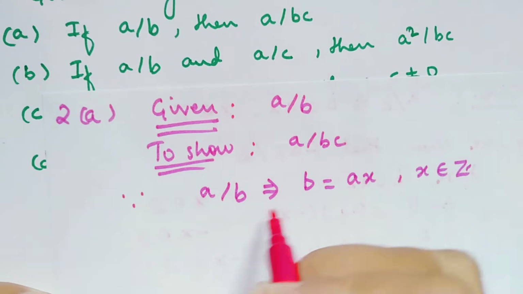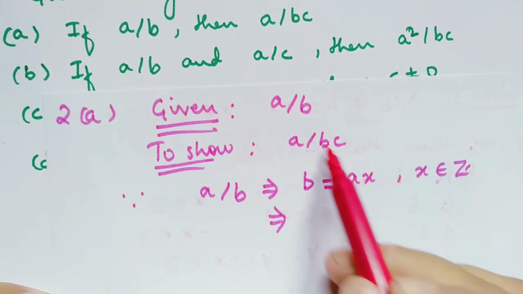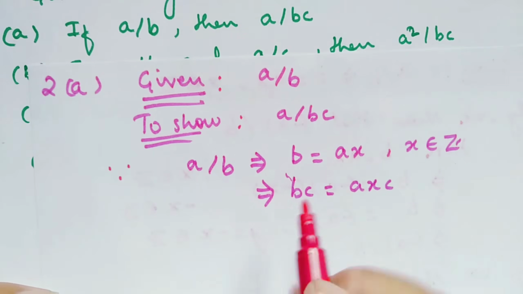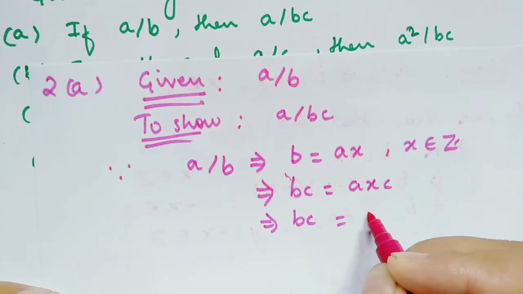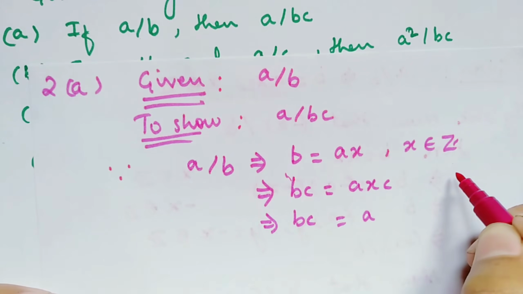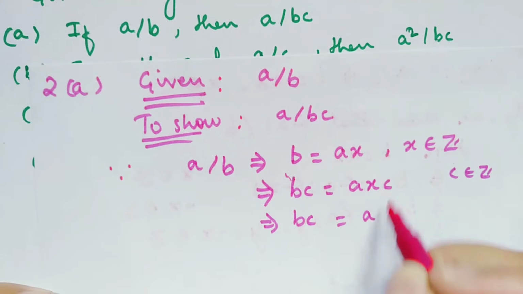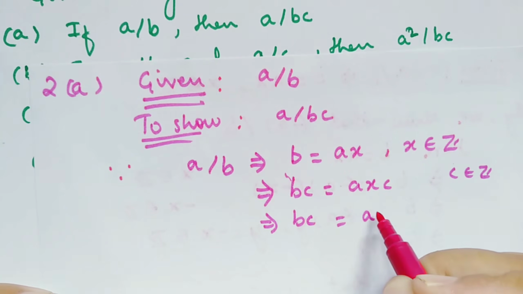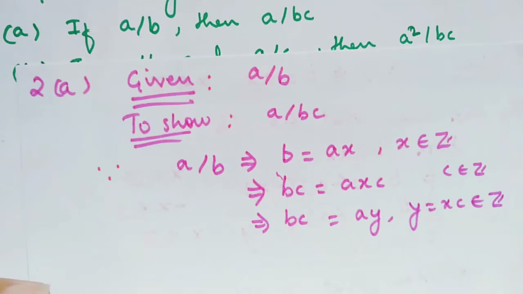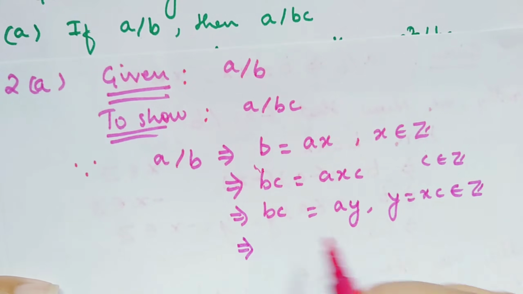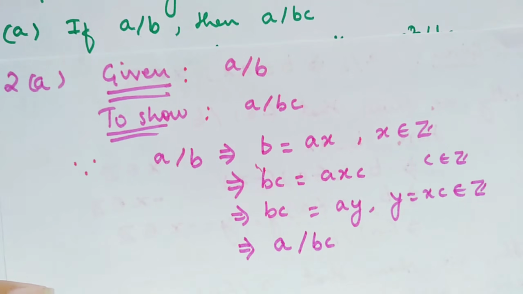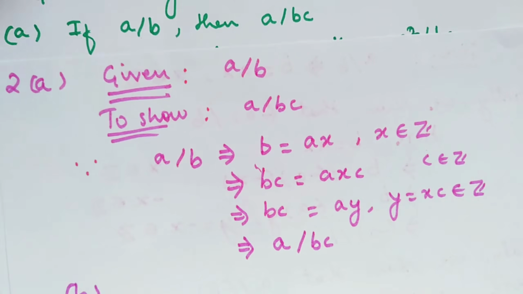So what should we do if we want to get BC? We multiply by C on both sides. Next, what do we have? From here, X is an integer, C is also an integer, so the product of two integers is again an integer. Let us denote that one by Y, Y equal to XC, which belongs to the set of integers. So since BC is equal to A into some integer, it implies that A divides BC. Very simple.